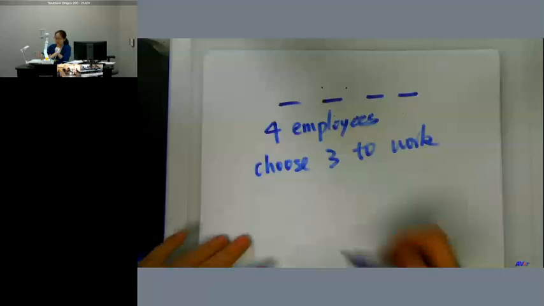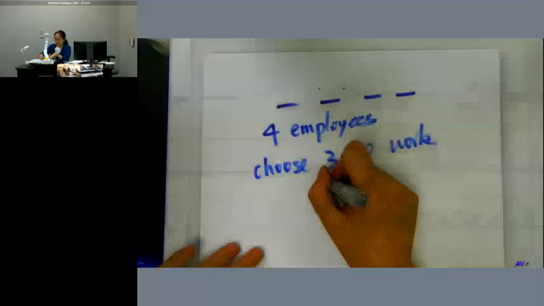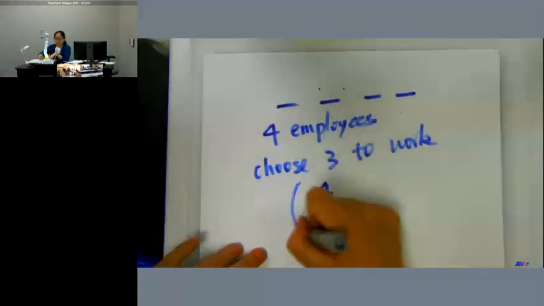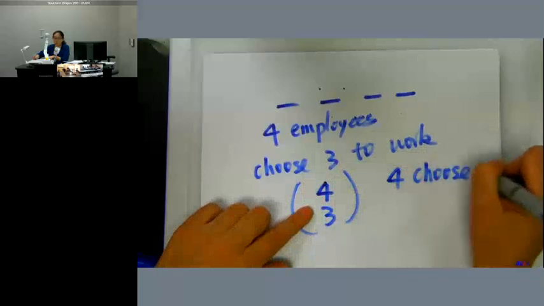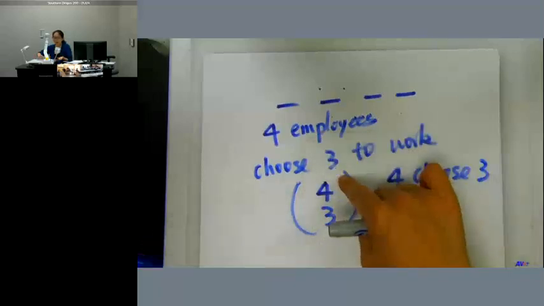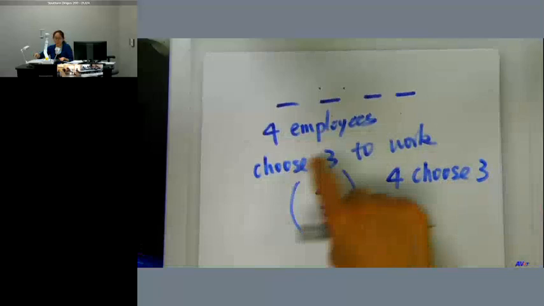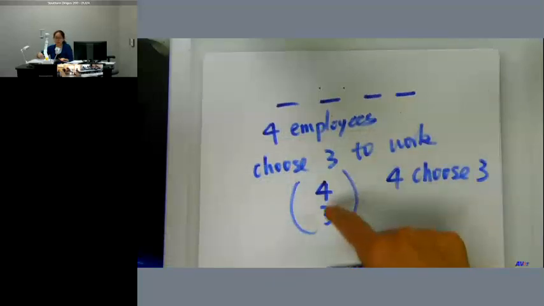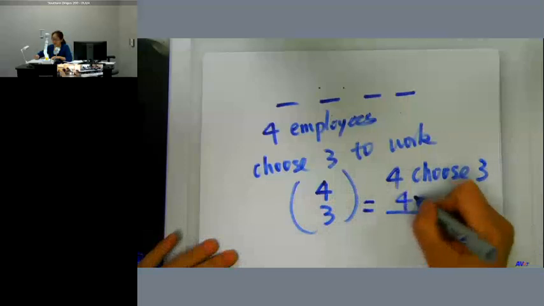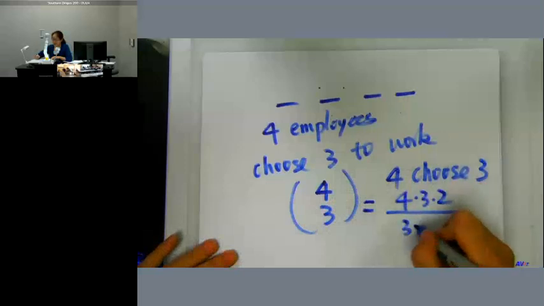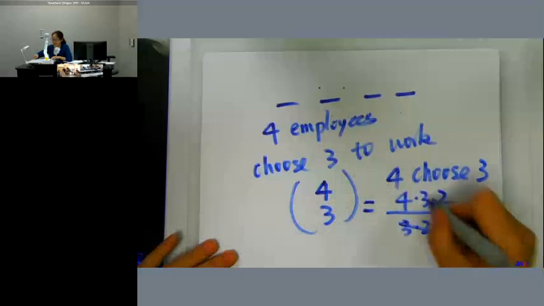It's a 4 choose 3. How do we read this? We read it as 4 choose 3. Exactly what the question is. You have 4 people, you choose 3 people, right? So it's 4 choose 3. And if you work this out, it's 4 times 3 times 2 over 3 times 2 times 1, and it's exactly 4.